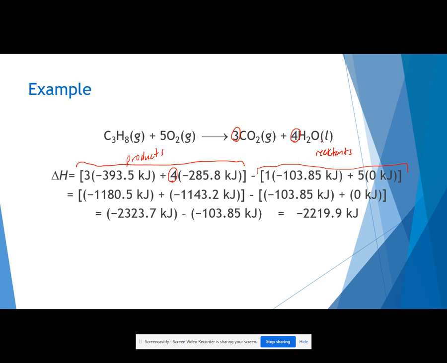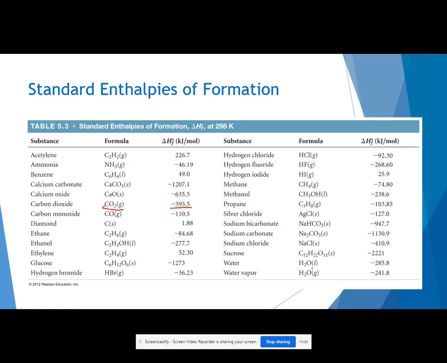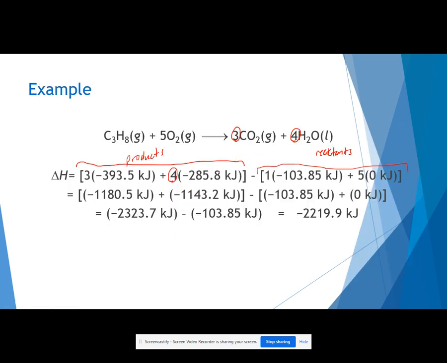What is it when it's a liquid? So they found water, H2O liquid, and they saw the number was negative 285.8. So there's one set. And then, of course, they multiplied it, got this number, multiplied it, got this number, and they added them both up to get the number right here, negative 2,323.7.